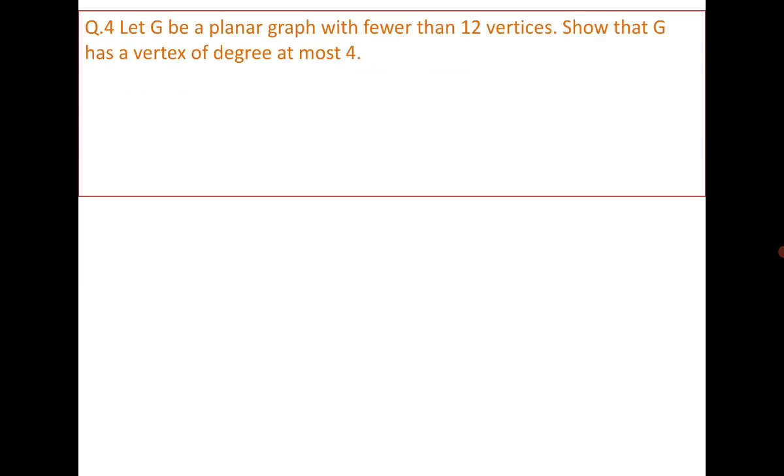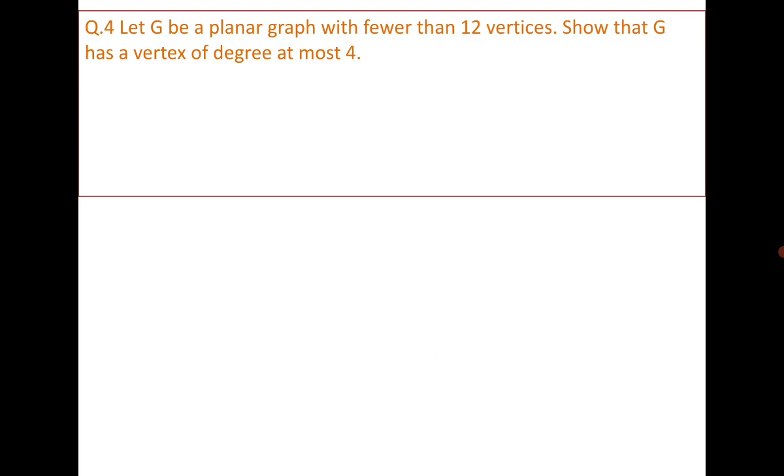Let G be a planar graph with less than 12 vertices. Then we need to show that it has a vertex of degree at most 4. We did a similar question in the class, which says that let G be a planar graph, then it has a vertex of degree at most 5. Now we put a restriction on the number of vertices, and therefore the result has changed.